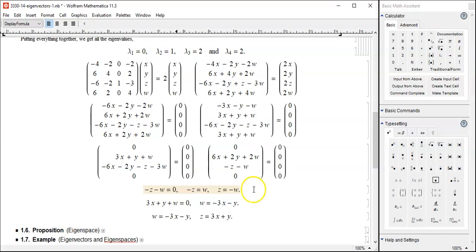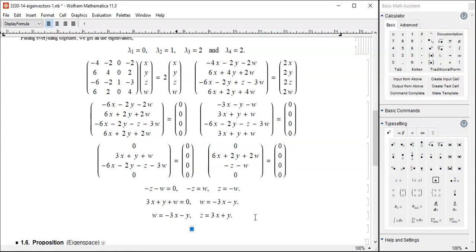And then plug into the second line with a bit of simplification. All even, so divide by 2 and simplify. Solve for w, negative 3x minus y. So z is negative of that, so 3x plus y. So are we all set? Oh yes.